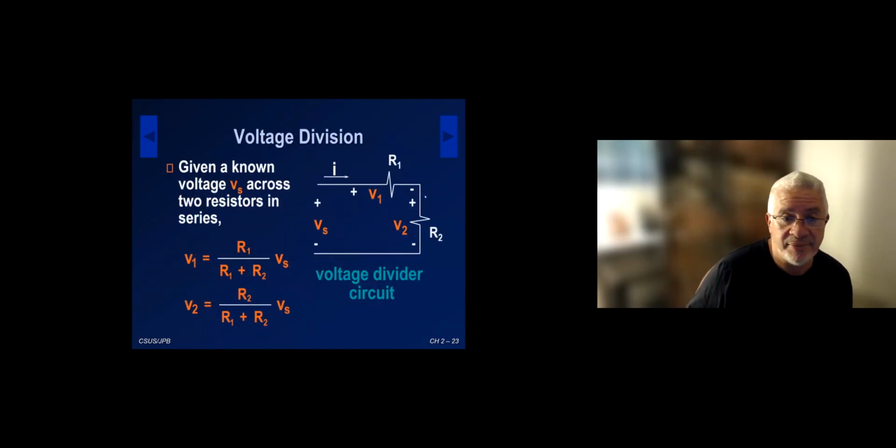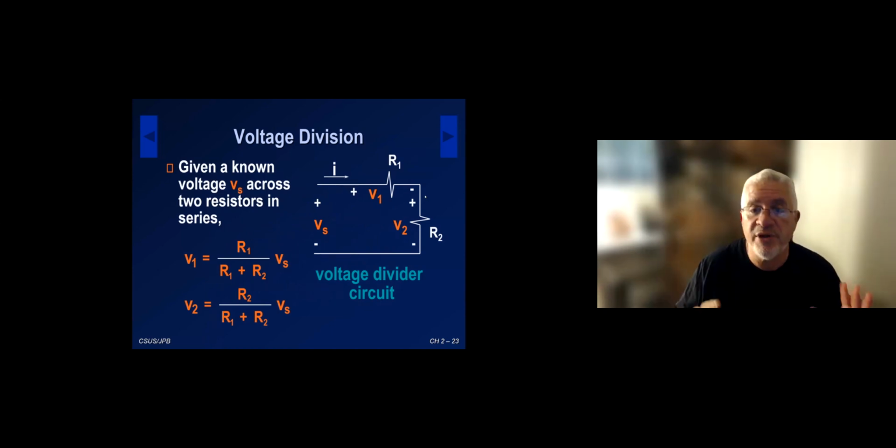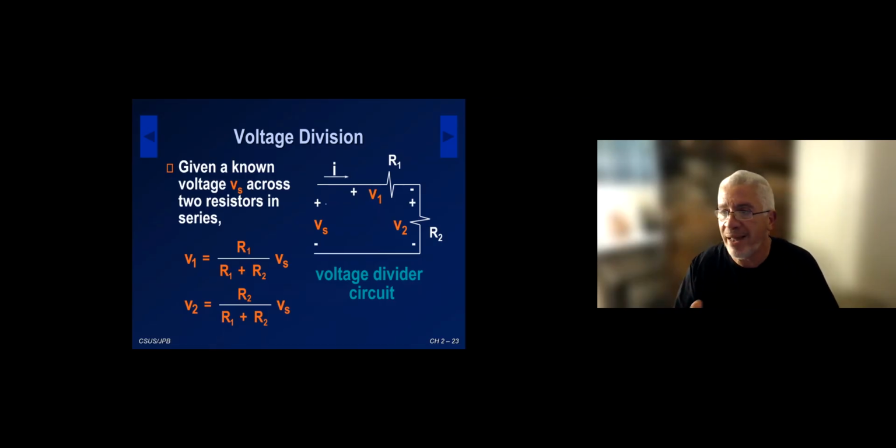let's look at voltage division. Voltage division states that if you have a known voltage, in this case Vs, which you can look at as connected to some other part of the circuit, or could also be a source, but we know the value of Vs, how much of that Vs is going to be found on two resistors in series, R1 and R2? Very easy to prove that.